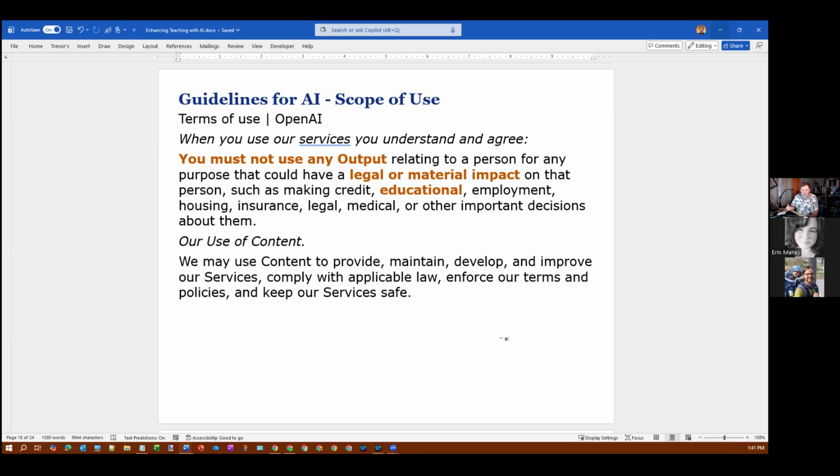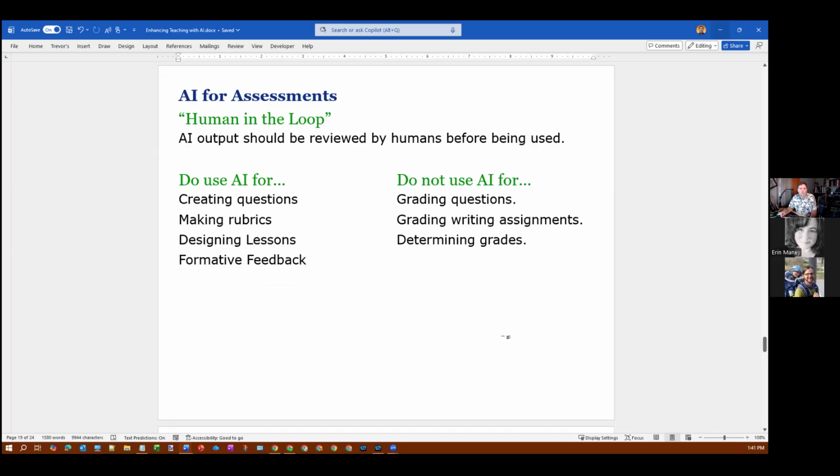A lot of times in a presentation like this, people ask, how can I get it to correct my lab reports? I would say stay away from that. You should always have the human in the loop. You should review it before it's being used. I recommend that you use AI for creating questions, for making rubrics, designing lessons, and providing some formative feedback. But don't use it for grading questions. Don't use it for grading your writing assignments, and certainly not for determining grades. Don't throw students' work in and say, what kind of a grade would you give this type of a student?